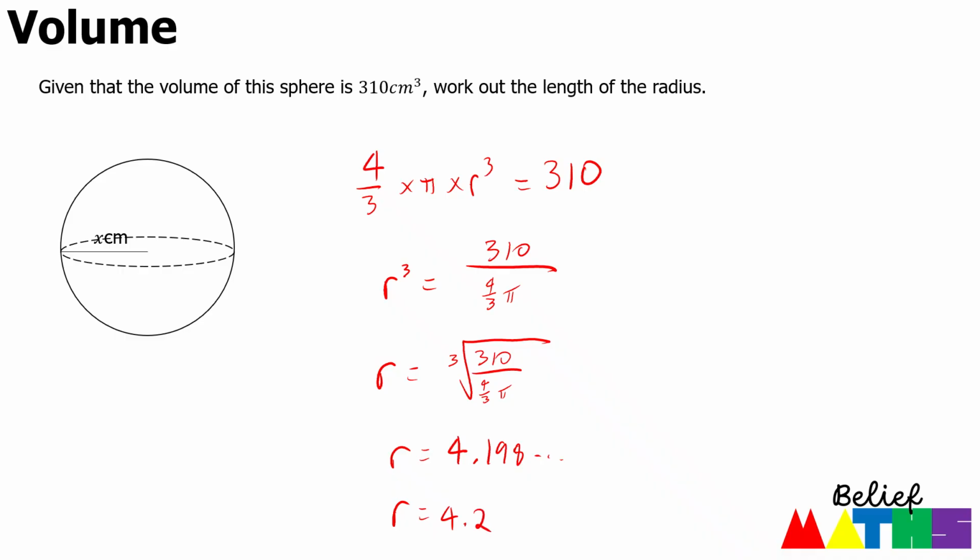Now we want to check that we're right. So what we're going to do is just go back and we're going to sub that 4.2 back into our formula. 4/3 times pi times the radius, which is 4.2 cubed. And that gives an answer of 310.339. So that's close enough for us. So to two significant figures or the nearest whole number, that's correct. So we're happy that 4.2 is the correct answer.